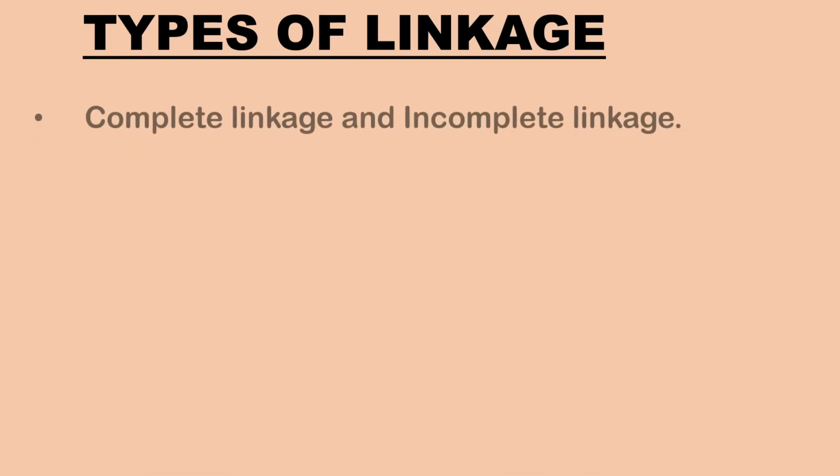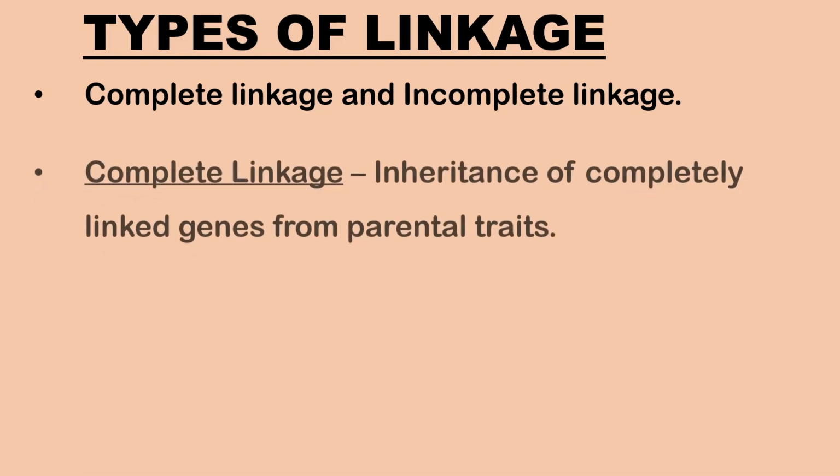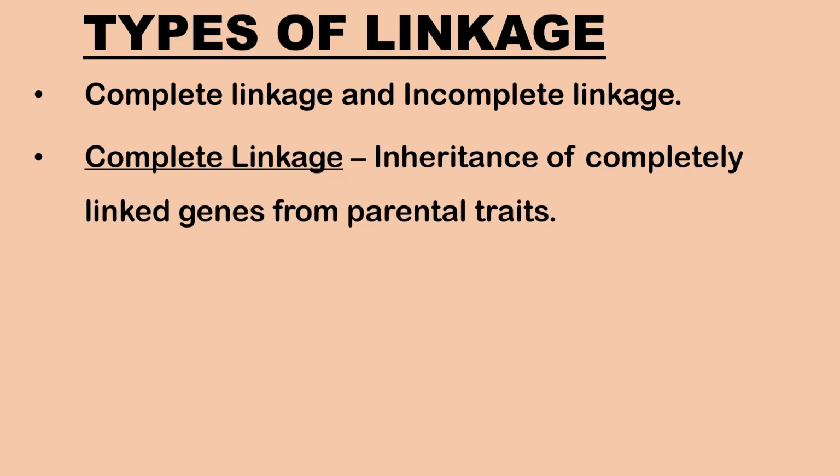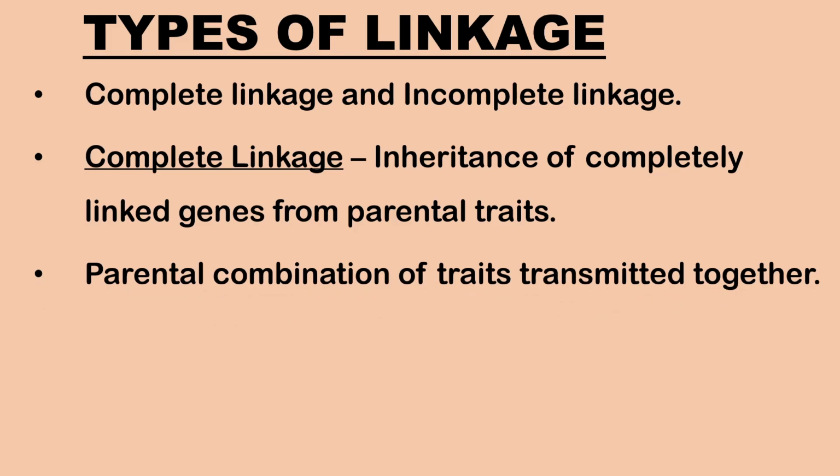Next, let us study the different types of linkage. Depending on the presence or absence of new combination or non-parental combination, linkage is of two types: complete linkage and incomplete linkage. The phenomenon of inheritance of completely linked genes from the parental traits is known as complete linkage. The parental combination of traits are transmitted together for several generations.